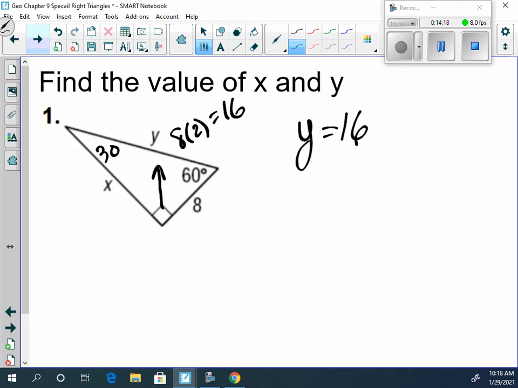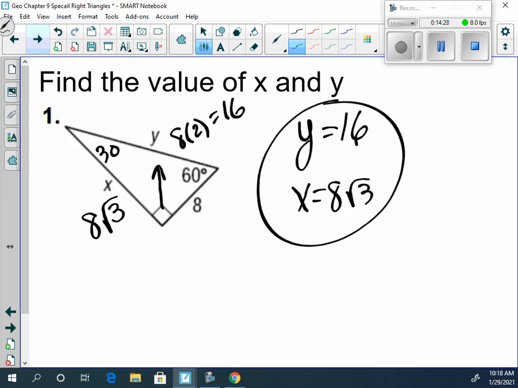Now to get the side opposite 60, I'm going to take that length and multiply it by the square root of 3. Well, that would just be 8 square root of 3. And that's it. That's all we've got to do for this one.